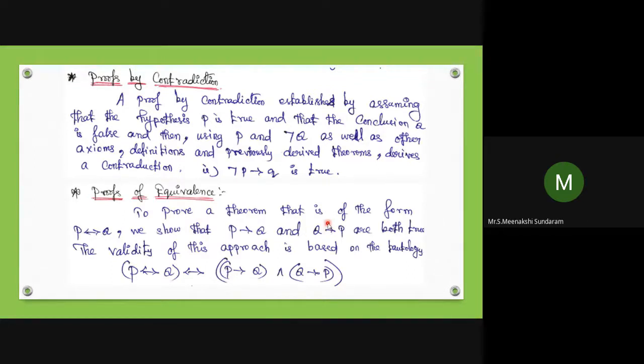To prove a theorem of the form P biconditional Q, or P if and only if Q, we show that the conditional P implies Q and the conditional Q implies P are both true. The validity of this approach is based on the tautology. The final conclusion is a tautology. That is the proof of equivalence.